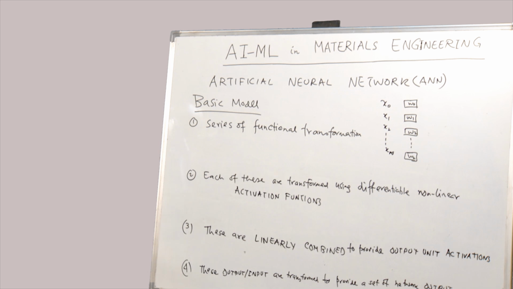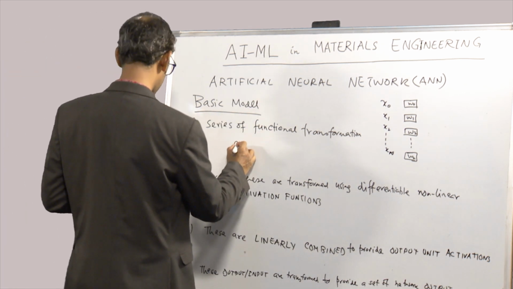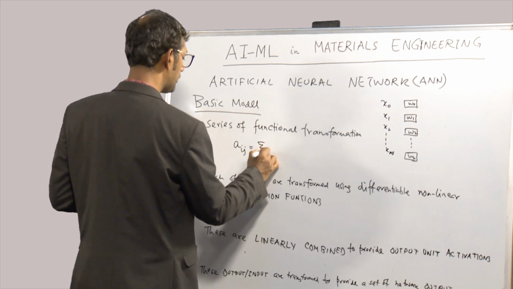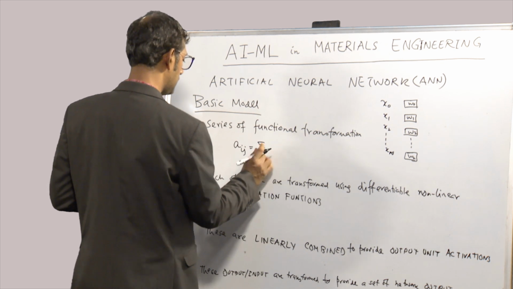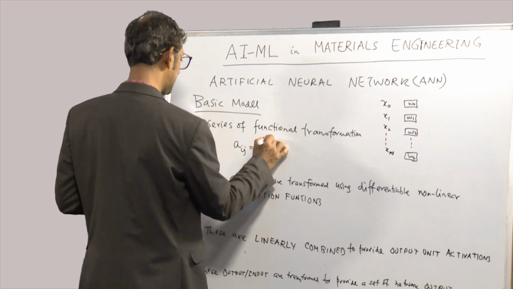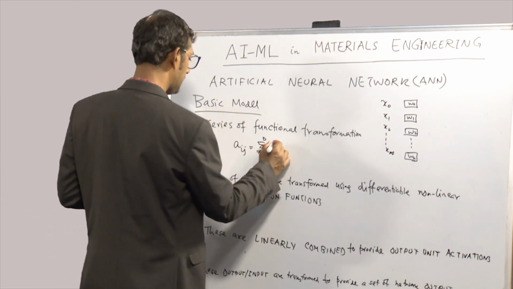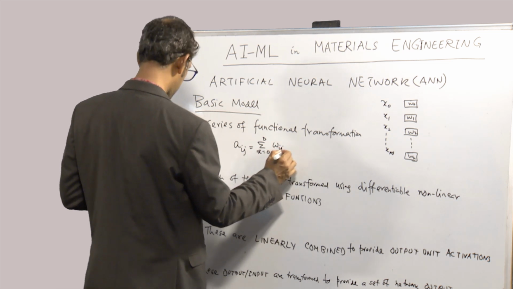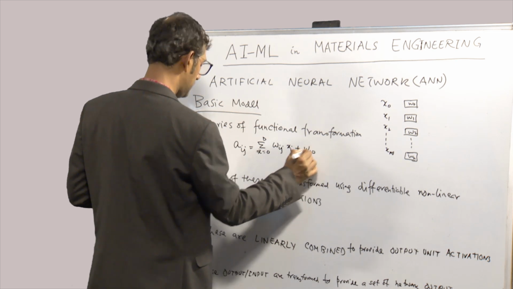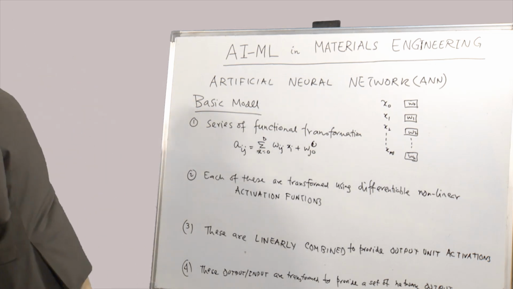Okay. So, what I do is I write the function like this: a_j is the sum over i going from 0 to d of w_ij x_i plus w_j0.